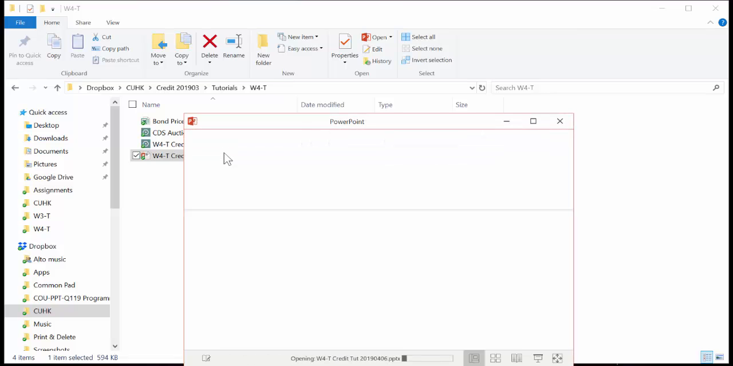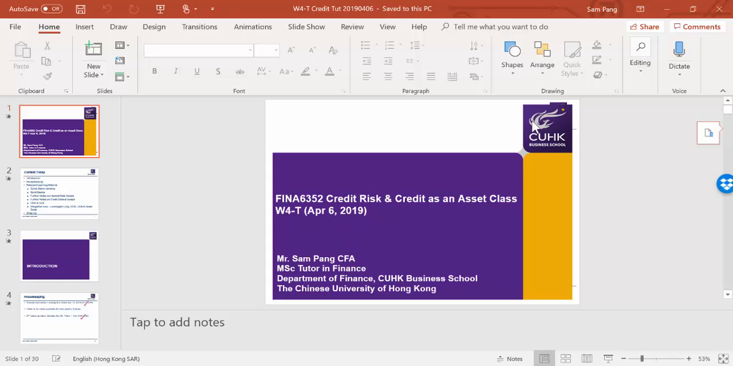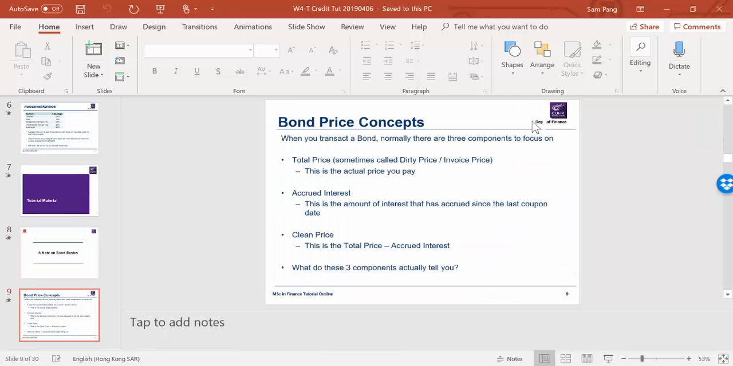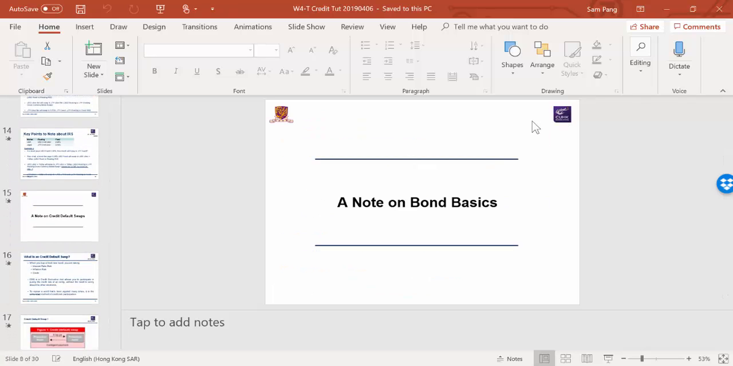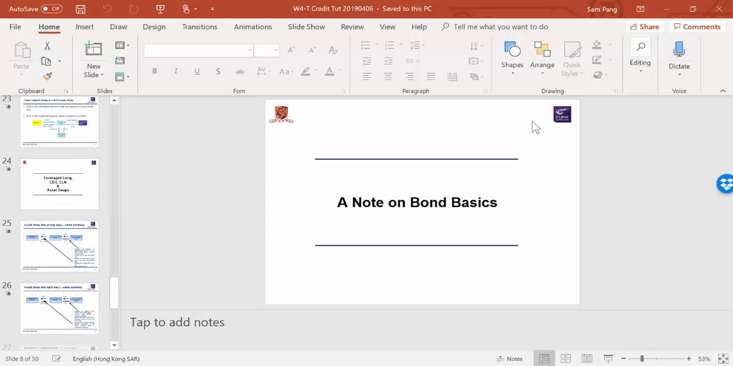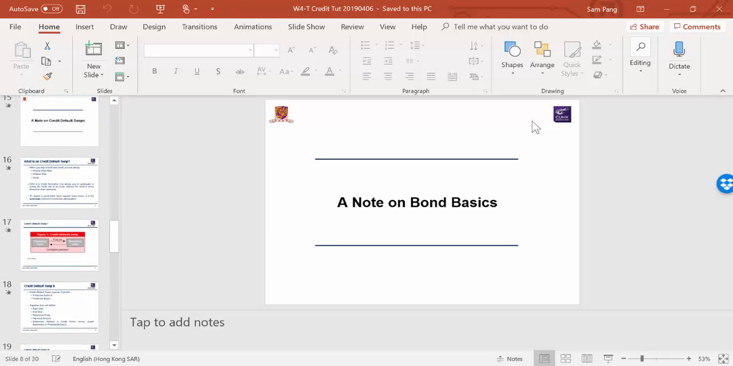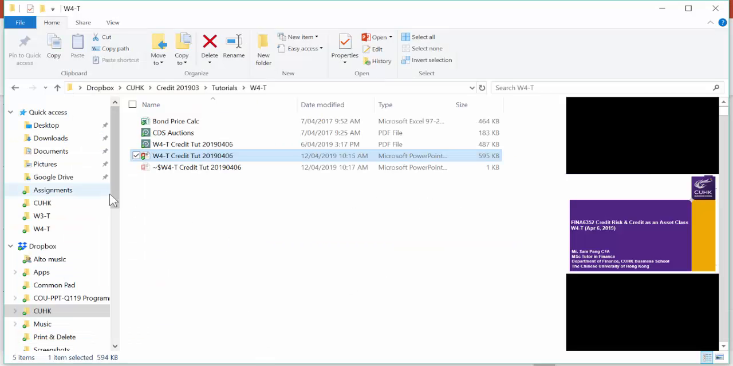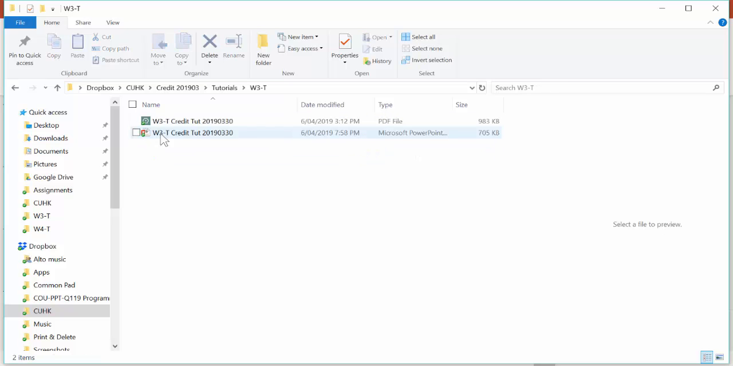So the file today I'm going to use is the same file from last time. Now, I think if you remember, I talked to you about the concept of wrong way risk, right way risk and wrong way risk. I think it might have been this one.